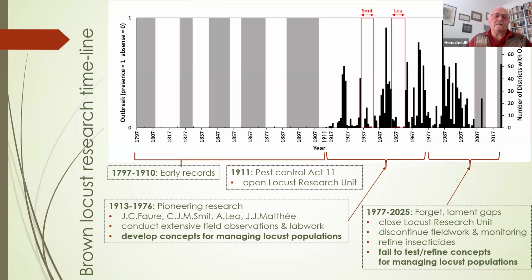And there have been long-term records on that, dating back to 1797. For the first over 100 years, we have records of when locust outbreaks started and ended. And later on, we have records on the number of districts. These are South African managerial local districts where these outbreaks were recorded.